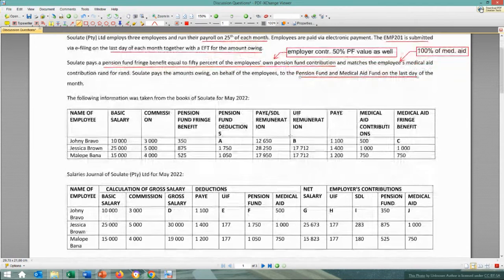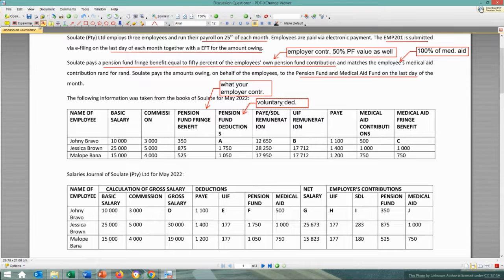Okay, let's look at what information they give you. So the first thing, this is similar to your salary journal. This one is your salary journal. So let's see what information is there. We've got 3 employees. They give you the basic salary, the commission, pension fund, fringe benefit. Now, when we talk about the fringe benefit, this is what your employer contributes. Okay, so what they pay on top of your normal salary. Pension fund deduction, this is your voluntary deduction. So what is deducted from your salary based on what you've asked them to do.